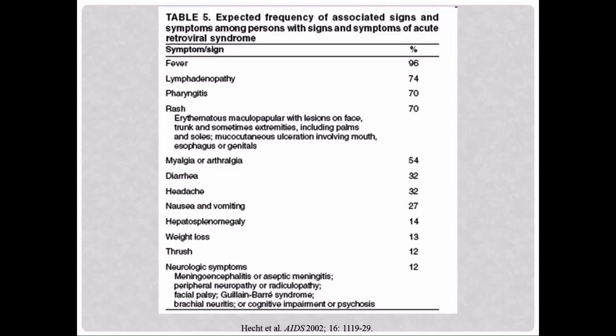You can see fever, lymphadenopathy, which means increased lymph nodes, especially around the neck and throat, pharyngitis, which means sore throat, rash. This can be something that's relatively uncommon in other flu-like diseases. However, it can be a little bit more common in acute HIV. Myalgias, muscle aches, arthralgias, joint aches, diarrhea, headache, etc.